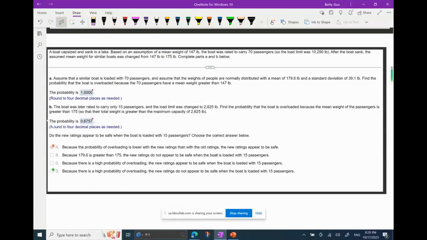Assume that a similar boat is loaded with 70 passengers, and assume that the weights of people are normally distributed. Here, let me make some notes. Assume we have a normal distribution here with mu equals 179.6 and a standard deviation equals 39.1. Find the probability that the boat is overloaded. How do we describe or measure that the boat is overloaded?